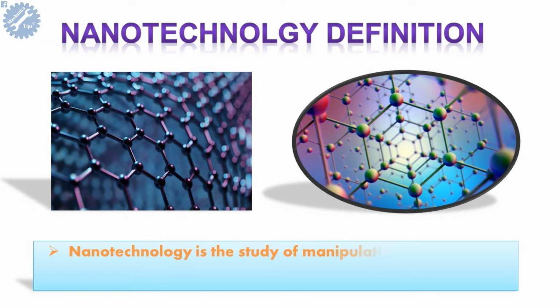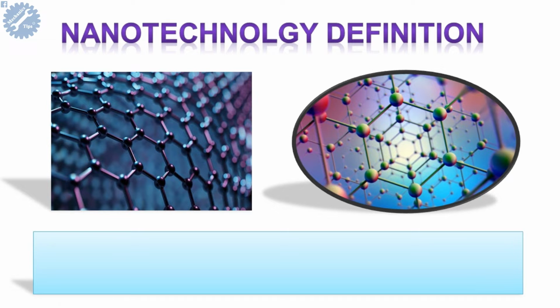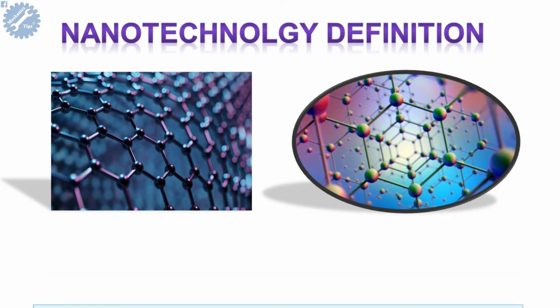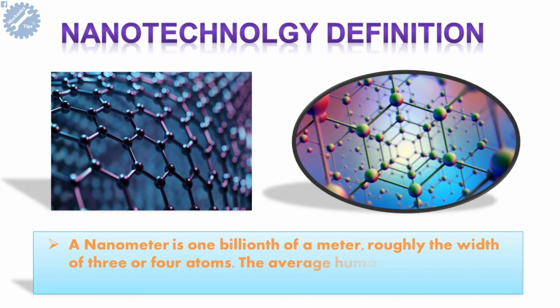Nanotechnology is the study of manipulating matter on an atomic scale. Nanotechnology refers to the constructing and engineering of functional systems at a very micro level, or we can say at atomic level. A nanometer is 1/1,000,000th of a meter, roughly the width of 3 or 4 atoms. The average human hair is about 25,000 nanometers wide.